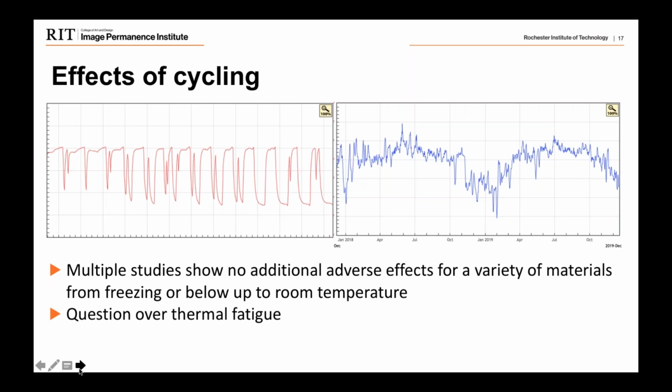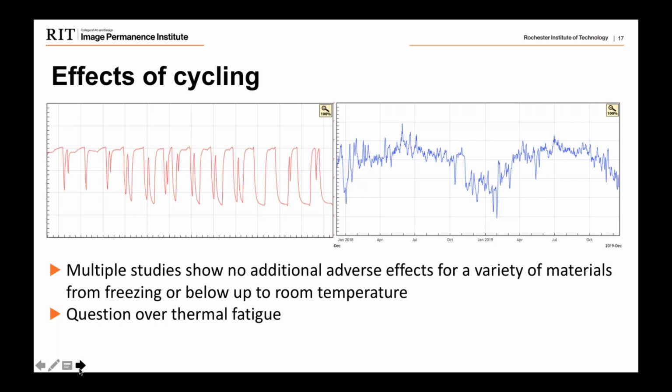Multiple studies in other sources have also confirmed this, that there really doesn't seem to be any additional adverse effects on materials. One question that still exists in the literature is concern over thermal fatigue. This is the idea that each time you go through this process, you might be building up an accumulation of strain that will eventually cause damage over time. There's not a lot of data to address that question. But I would again go back to the fact that of the studies that have looked at cycling, so far we are just not seeing additional adverse effects.